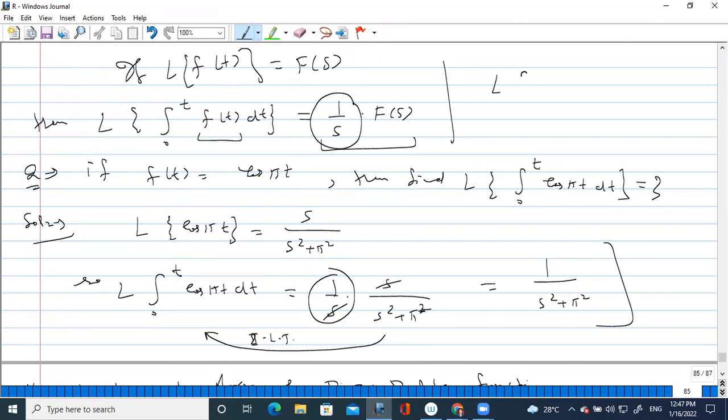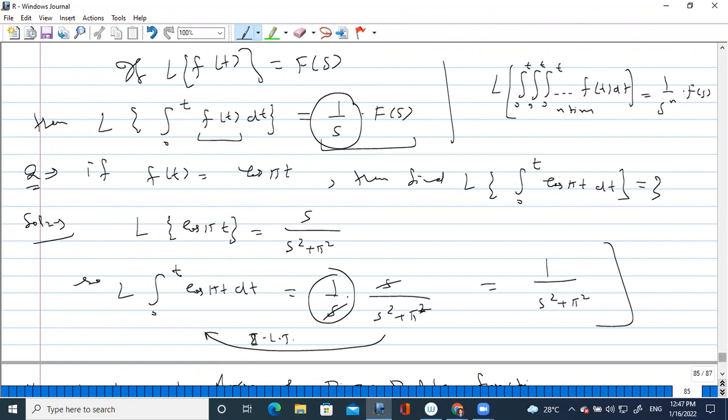Laplace of the n-times integral, 0 to t, 0 to t, 0 to t. If it is n-times integration of f(t) dt, n times, then you can take 1 by s to the power n times F(s).